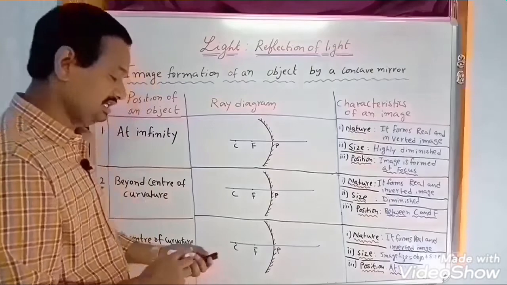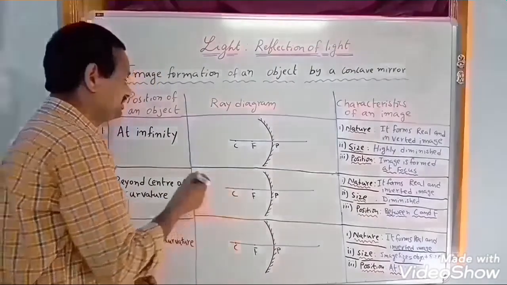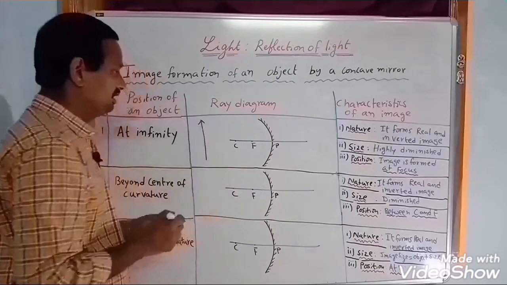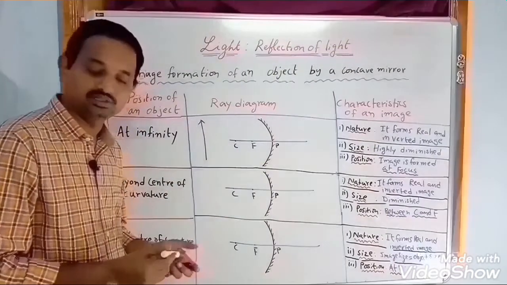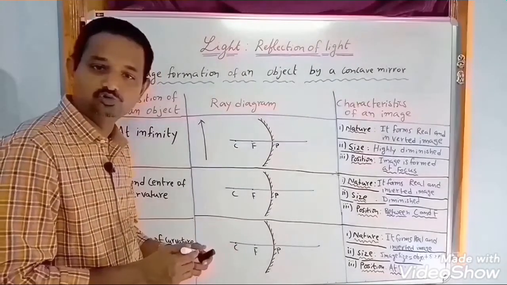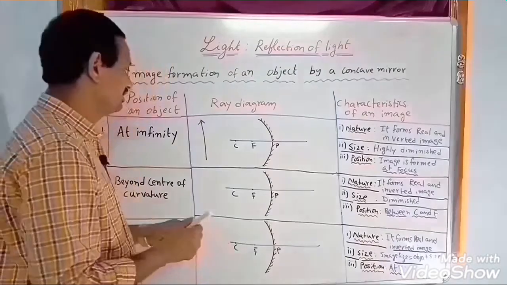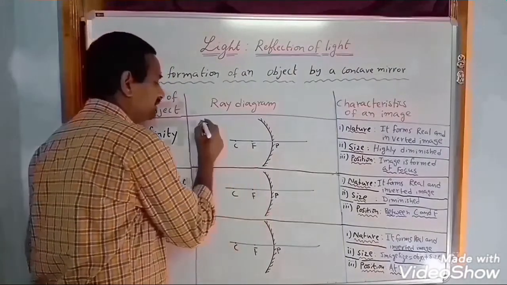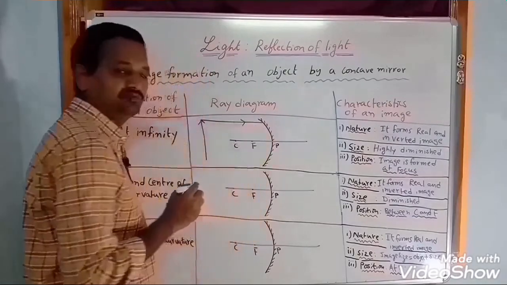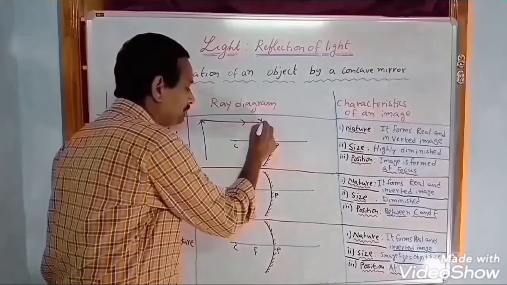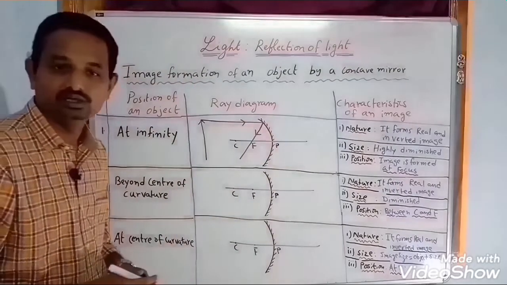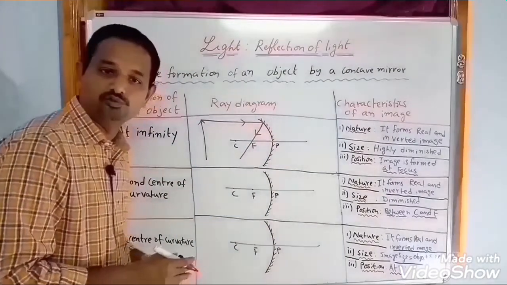Look here. Here the object is at infinity. So how does the concave mirror form the image here? We will apply the rules for ray diagrams to form the image. First, a light ray passing parallel to the principal axis of a concave mirror, after reflection, will pass through the principal focus. That is the rule for the first ray.